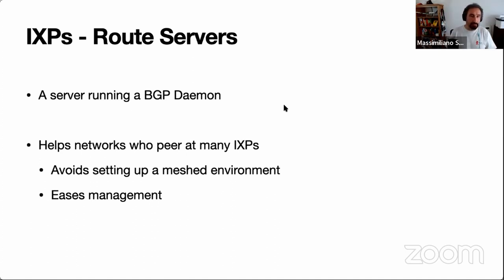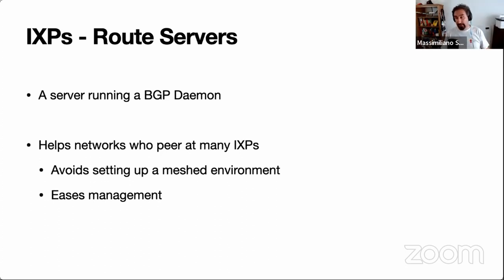So in most cases, when you join a new exchange, you just set up your peering with the route servers, and you get most of the networks peering there.